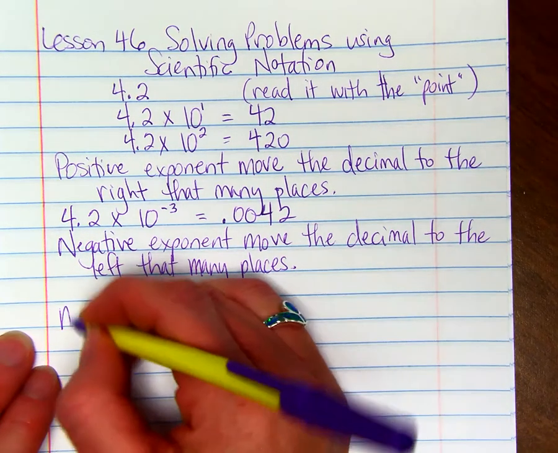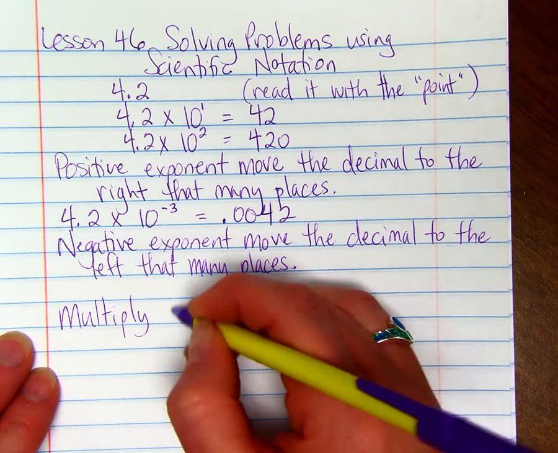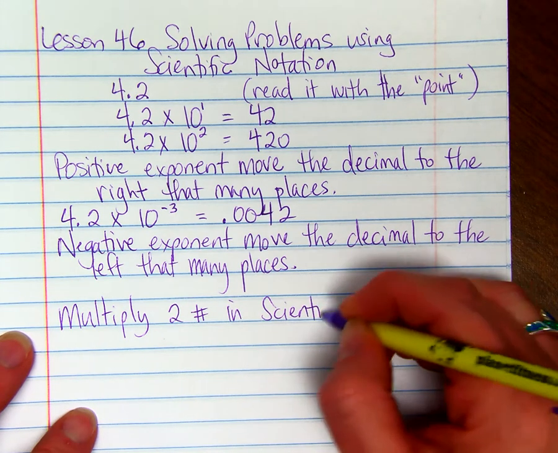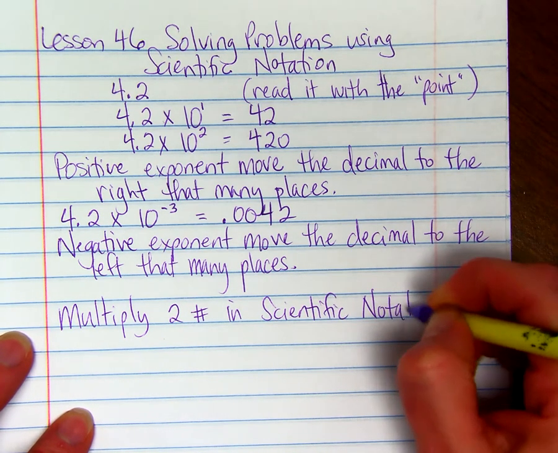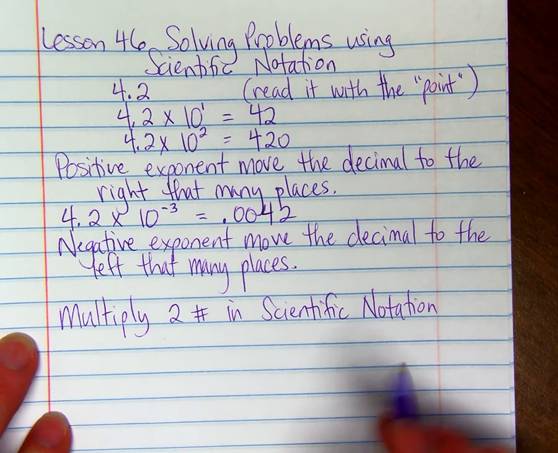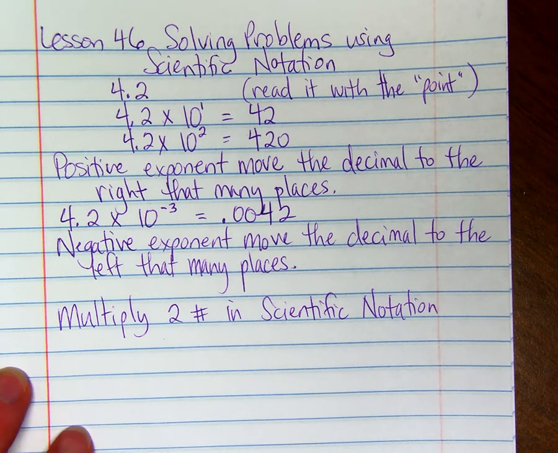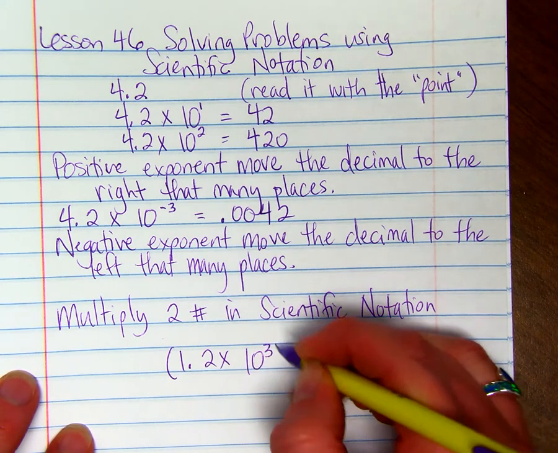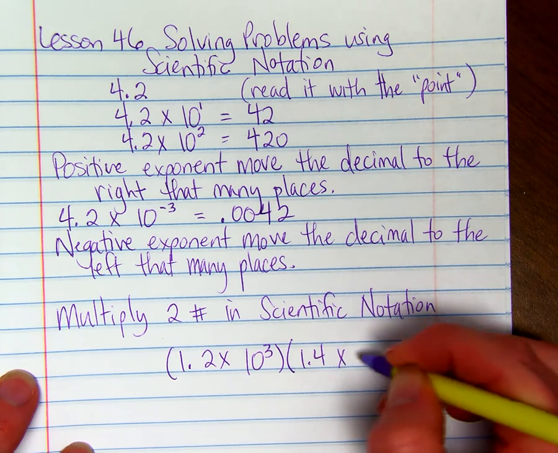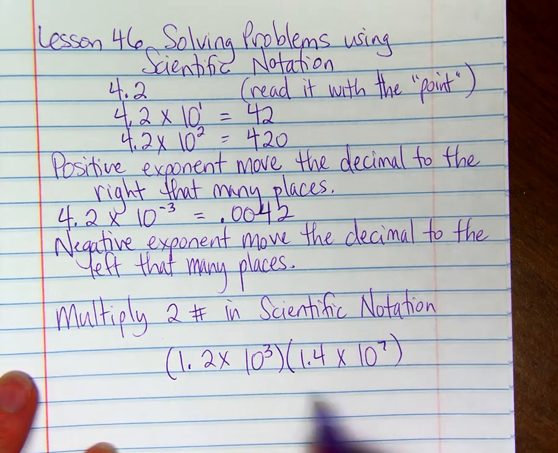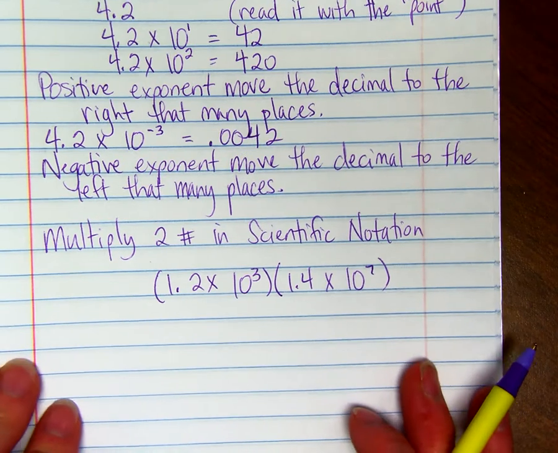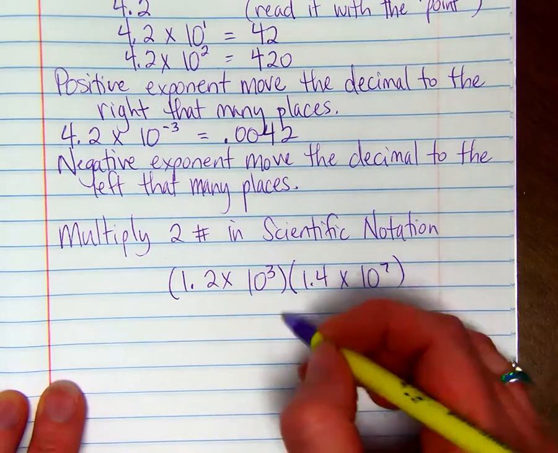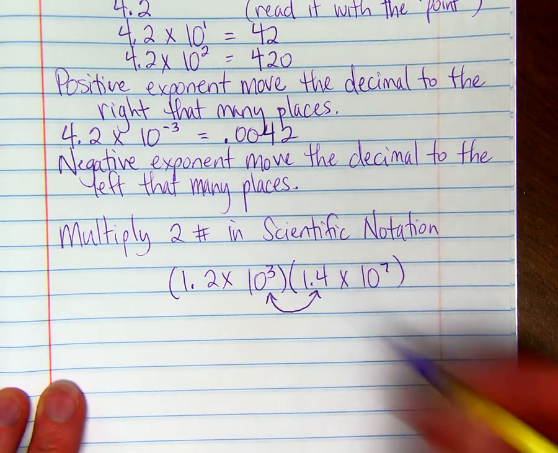So if you're going to multiply two numbers in scientific notation, we're going to look at 1.2 times 10 to the third times 1.4 times 10 to the 7th. Notice that these are all multiplied together, and we can use the commutative property and switch orders. So just switch these two right here. We're just going to switch the order.